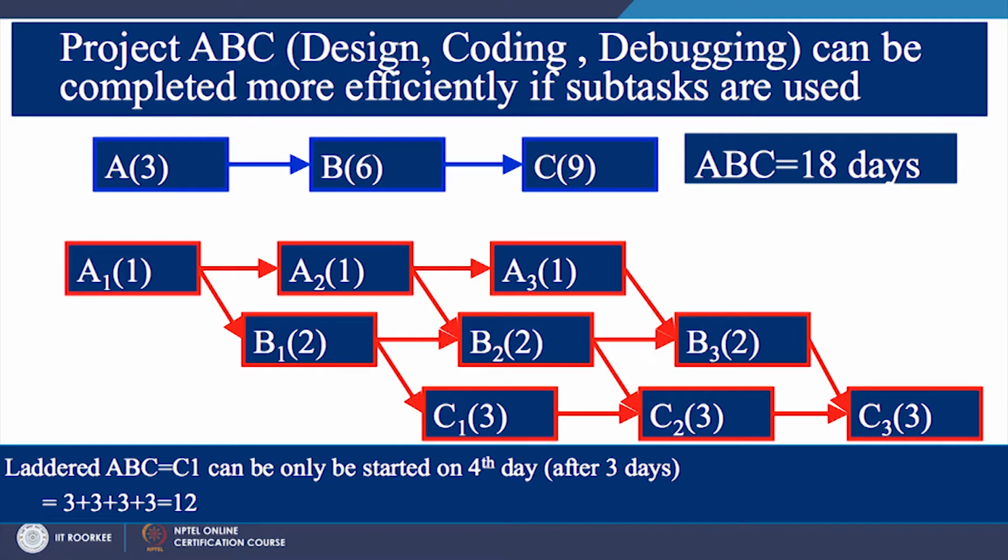And since C is taking a total of 9 days, and you cannot start C1 before the 3rd day, right? On the 4th day only you can start C1. So C itself is taking 9 days, and you can start it as early as on the 4th day, right, or after 3 days. So total duration would be 3 plus 9 is 12, right.